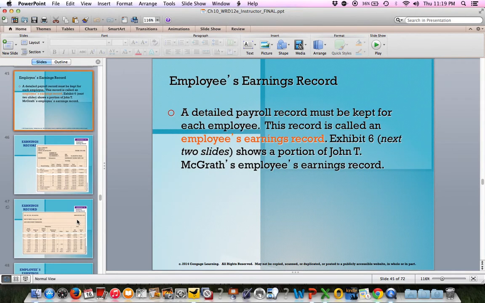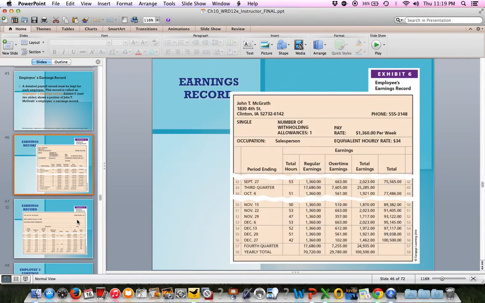The employee's earnings record, just a detailed payroll record, must be kept for each employee. The record's called the Employee's Earnings Report. And so we've got a couple of slides here for John McGrath that just shows that. It's got John McGrath's contact information. You can see it right there.